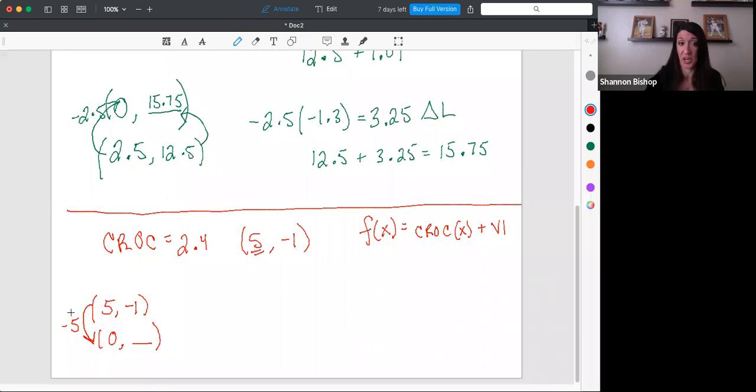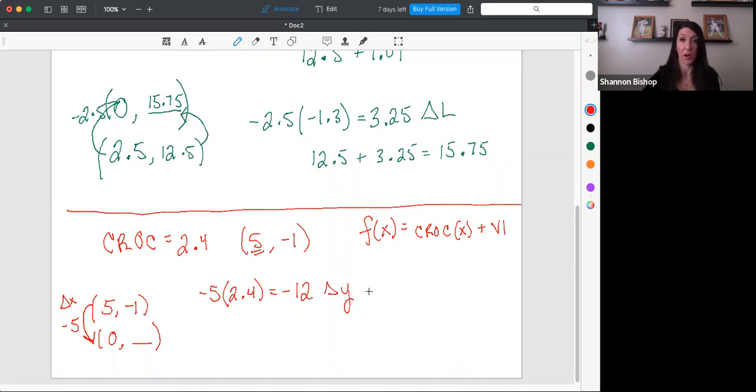Now, that's the change in input. But how much are the outputs going to change? Well, I don't know, but I can easily find out using my rate of change. So if my change of input is -5 and my rate of change is 2.4, then by multiplying those, I can figure out what my change in output should be. So -5 times 2.4 is -12. So does that mean the vertical intercept is -12? No, that's just telling us how much the outputs should change.